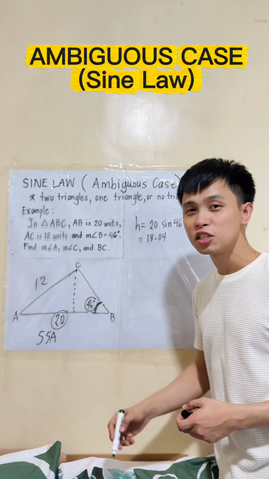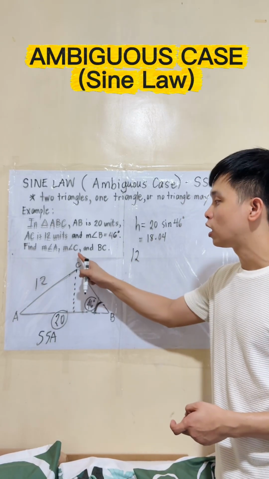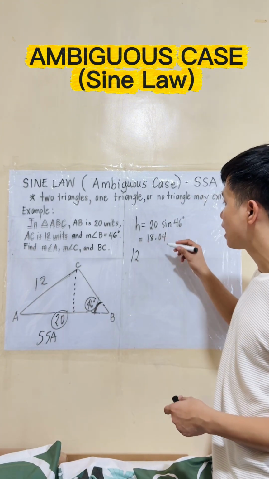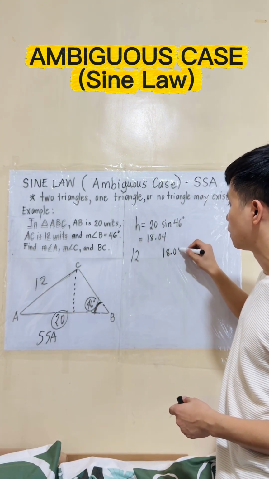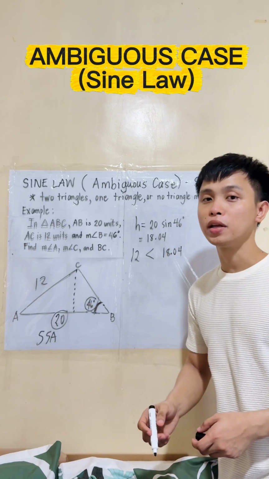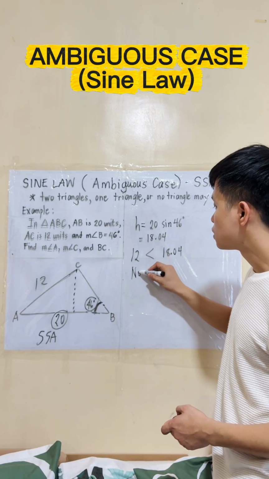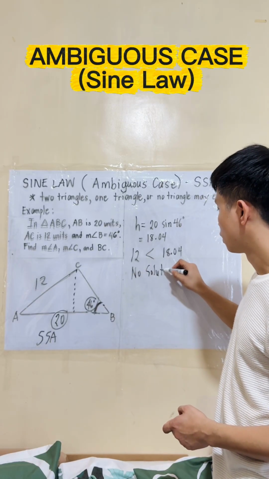Now, we can compare the measure of the side opposite to our given angle. In this case, it is 12. So let's compare 12 and our height. Our computed height is 18.04. And we know that 12 is less than 18.04. In this case, we can tell that there is no solution.